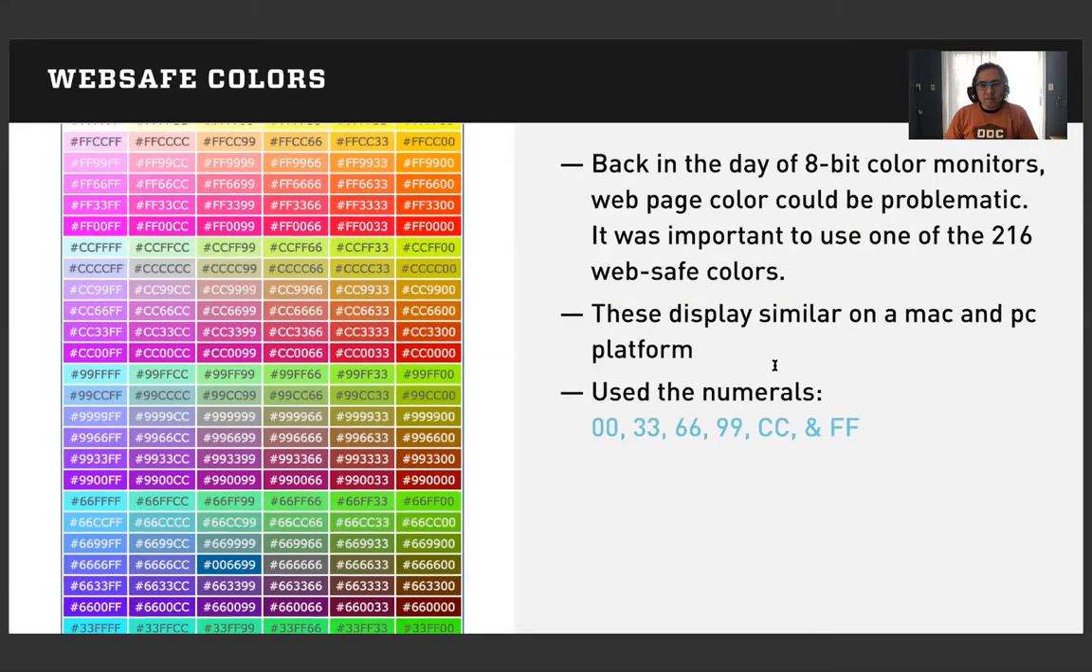Back in the old days, when we only had 8 bits in our color monitors, web page colors didn't come out so well. So there were 216 web safe colors so that they look similar on Macs and PCs. And they use the numerals 00, 33, 66, 99, CC, and FF. So of these combinations, you could get colors that were safe on the web.